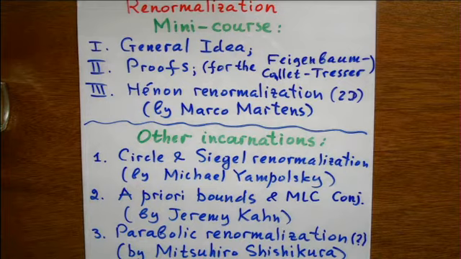Then in the last talk of the mini course, Marco Martens will move on to dimension two, which is a much harder business, and will talk about renormalization there. And there will be several other surrounding talks of the mini program. Today, Misha Polsky will discuss circle and Siegel renormalization, and then Jeremy Kahn will discuss how renormalization is related to MLC, and recent progress in this direction. In the end, Mitsuhiro Shishikura will wrap it up, discussing hopefully parabolic renormalization, though he may have some other ideas what to do. So, okay, that is our program, and let me start today with this very general discussion.